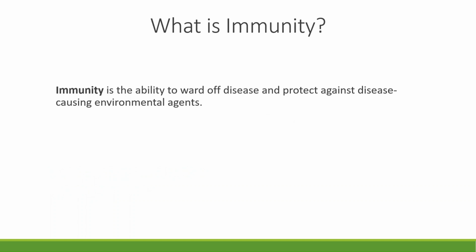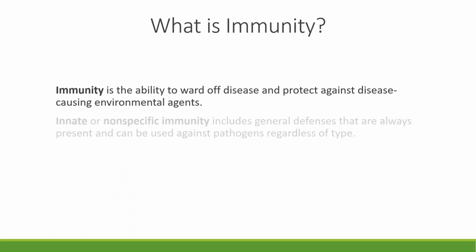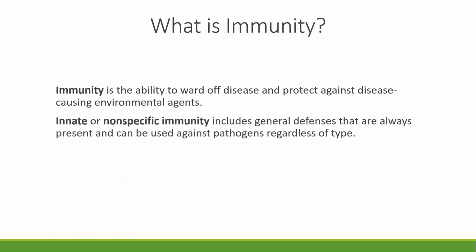And immunity is the body's ability to ward off disease and protect against harmful environmental agents. It is what keeps us safe from infections and other threats to our health. There are two main types of immunity. The first is innate or nonspecific immunity. This includes generalized defenses that are always present and act against any pathogen, regardless of type. These defenses form our body's first line of protection.